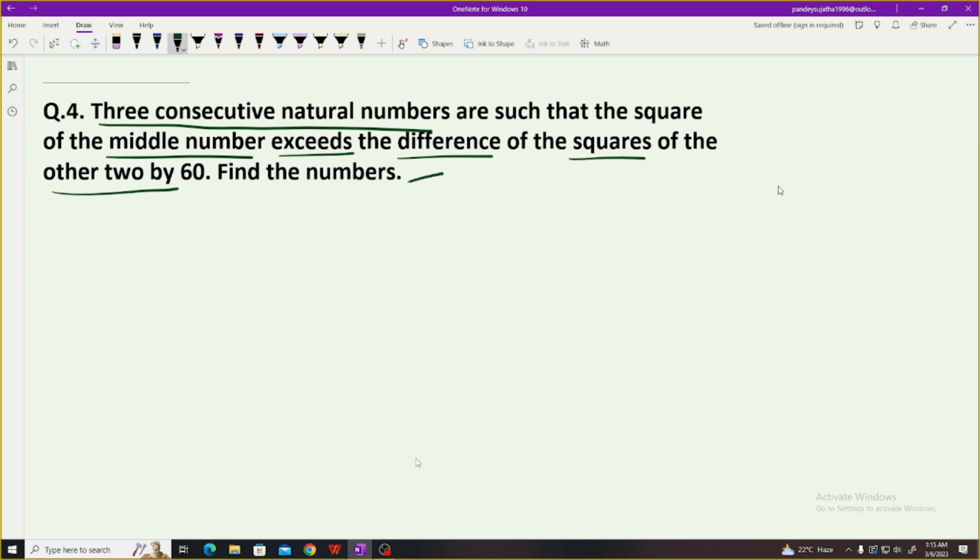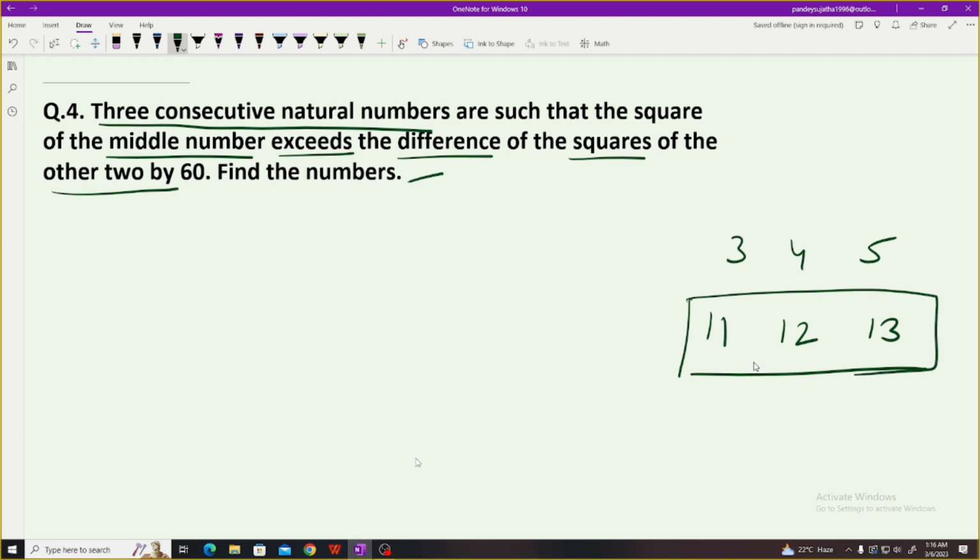So you should know, I'm just giving an example: if I take one number as 3, then the consecutive other two numbers will be 4 and 5. If I take one number as 11, then the other two consecutive natural numbers will be 12 and 13. So such numbers are called consecutive natural numbers.